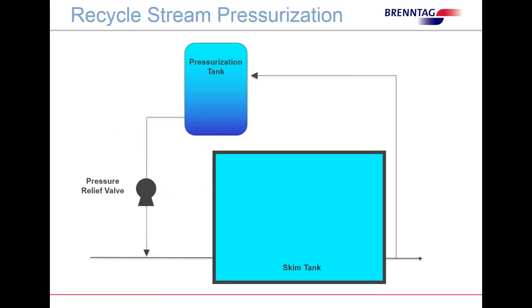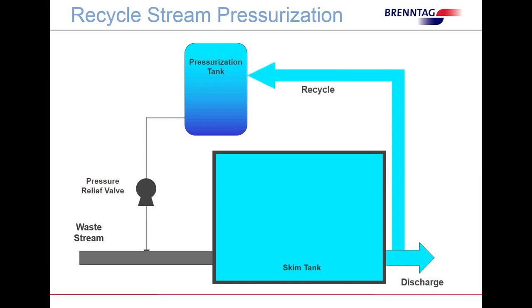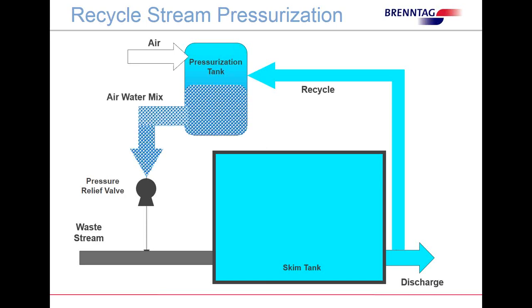So if we look at the recycle stream pressurization, we have wastewater that comes into the facility, into the plant, through the skim tank, and then is discharged as clean water. In a recycle system, clean water will be brought back through and put into the pressurization tank, where it is mixed with air, creating a saturation of air and water together. This air and water mixture now will go down and be released through the pressure release valve, where the air is now released, and there it will be mixed with the waste stream coming in.